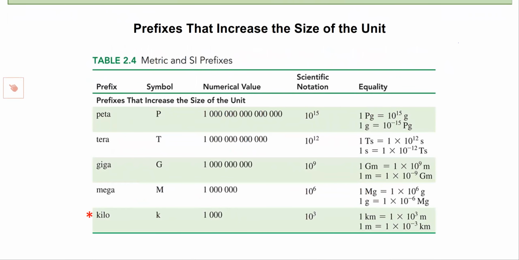So some prefixes make things larger. Kilo is 1,000, mega is 1,000,000, then it goes giga, tera, and peta. Of these, the only one we're going to use significantly is going to be kilo, and I think this one is worth memorizing.